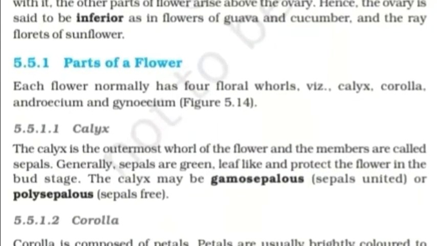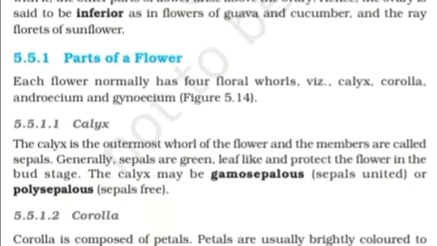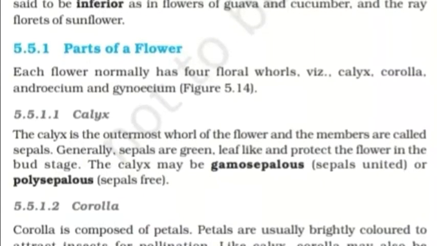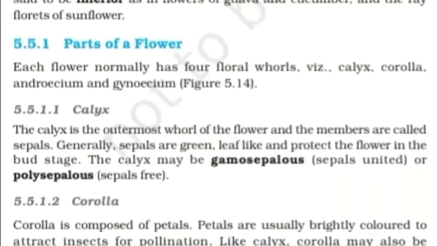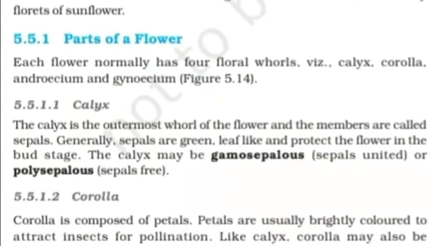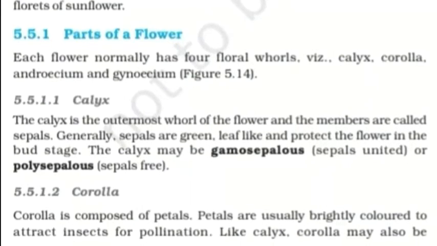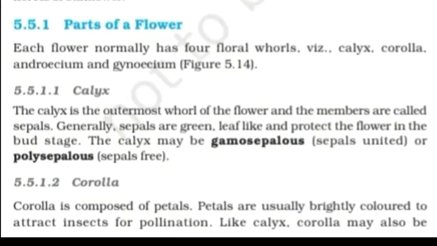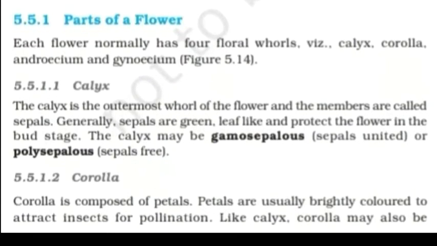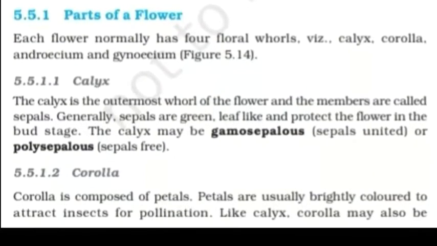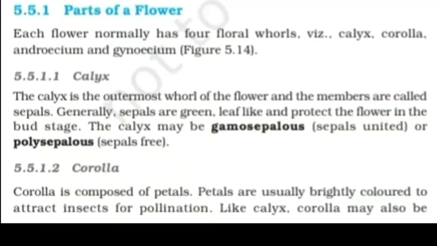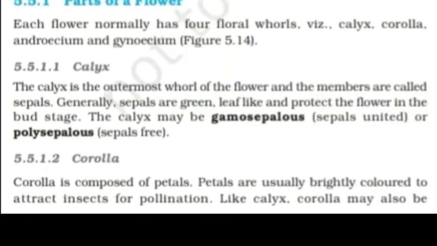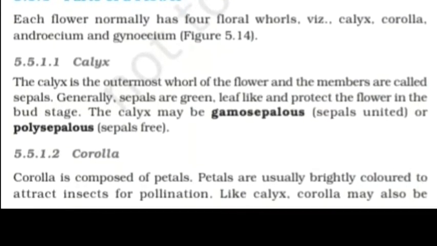Parts of a flower. Each flower normally has four floral whorls: calyx, corolla, androecium, gynoecium. Calyx. The calyx is the outermost whorl of the flower and its members are called sepals. Generally, sepals are green, leaf-like and protect the flower in the bud stage. The calyx may be gamosepalous or polysepalous, sepals free.